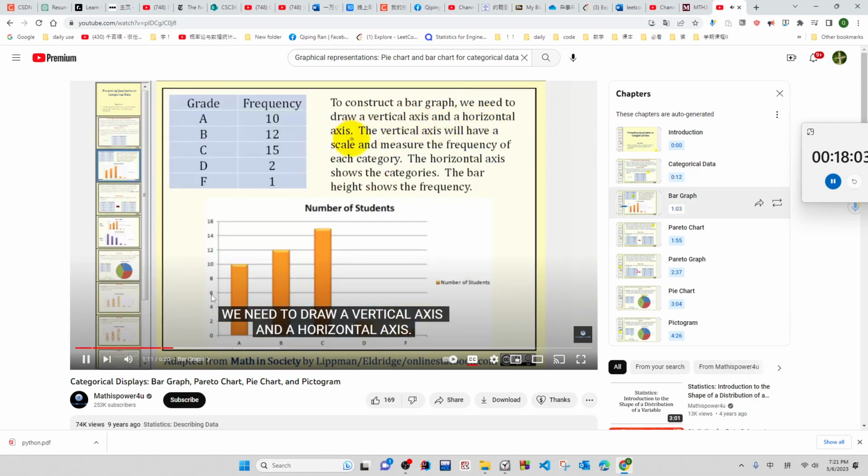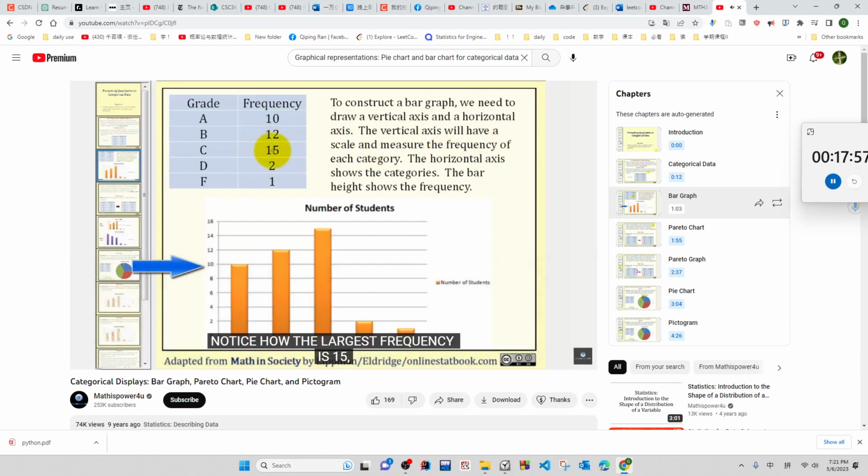The vertical axis will have a scale and measure the frequency of each category. Here's our vertical axis. Notice how the largest frequency is 15, and therefore the vertical axis is scaled to 16 by 2's. The horizontal axis shows the categories. Again, here we see the letter grades, and the bar height shows the frequency.